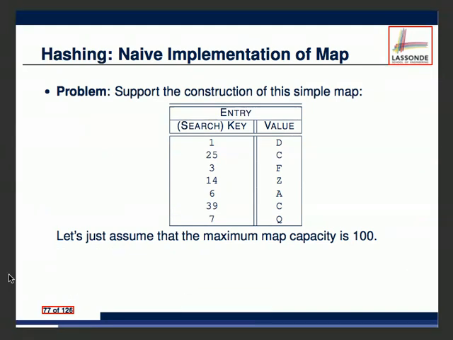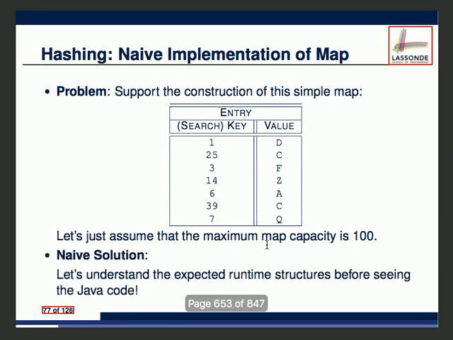Okay, let's say this. Let's say we want to support some Java class which will support the construction of such map. The keys are going to be integers, and the values are going to be string. We got integer, we got strings. How do we support that? So let's say we have some assumption over here. Let's say the maximum capacity, which means the maximum number of entries you can store in the map, will be up to 100. Let's assume, okay? The user will never try to insert more than 100, okay? Just make it simple. Let's try a naive solution, okay?